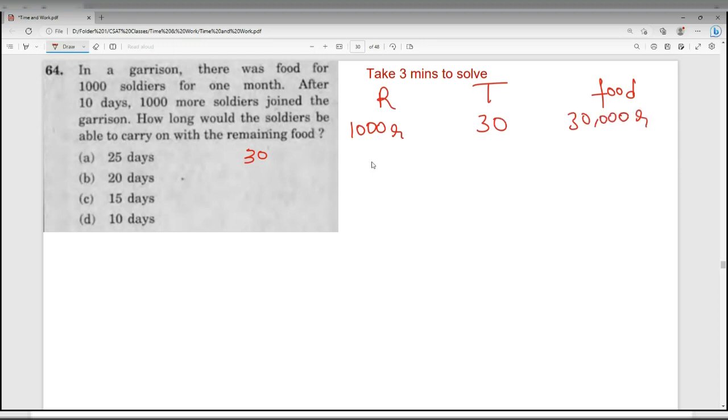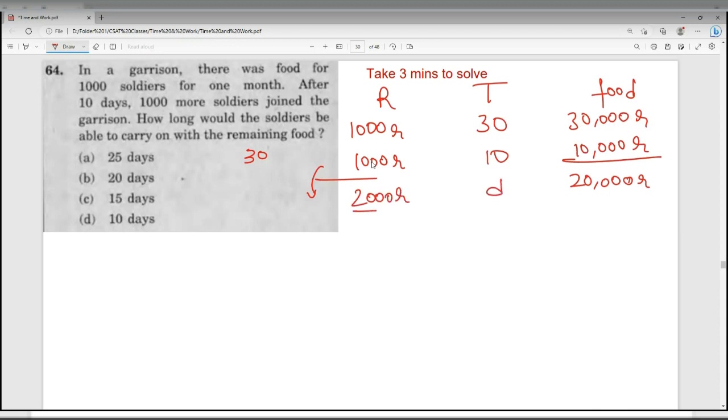Then after 10 days, these people consume the food for 10 days. That was 10,000 R. And the remaining was 20,000 R. And then 1000 more got added. So we had 1000 more, so it becomes 2000 soldiers, and we have to find out for how many days. How long would the soldiers be able to carry on with the remaining food?